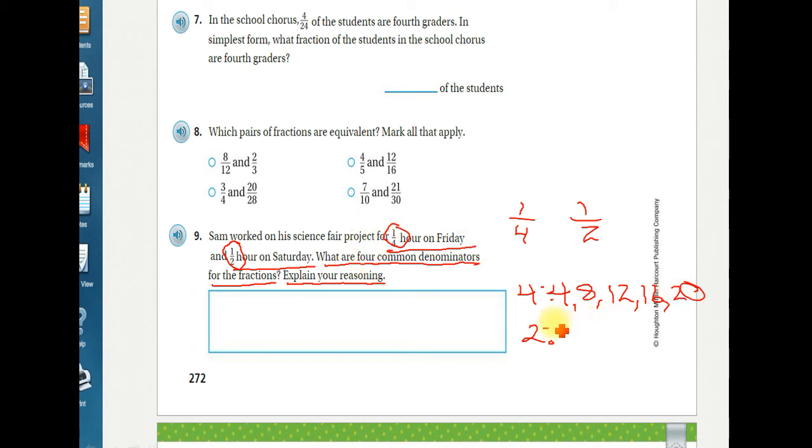Okay, so let's go down to 2. 2, 4, 6, 8, 10. Okay, so 2, 4, okay, 4, there's a common denominator. So what are 4 common denominators, though? We need to find 4 of them. So 4 is a common denominator. That's 1 that we found that's common. There's another one, 8. So 8 is a common denominator. So now I found 2, but I need to find 4 of them.